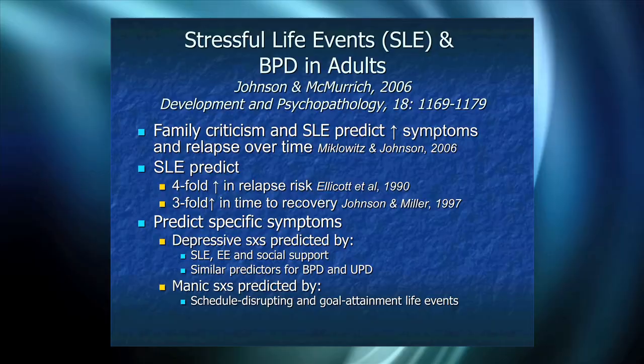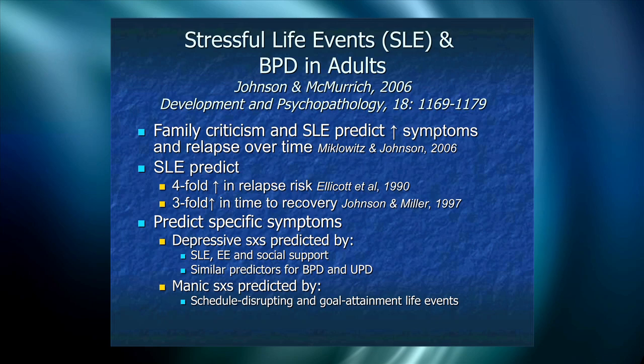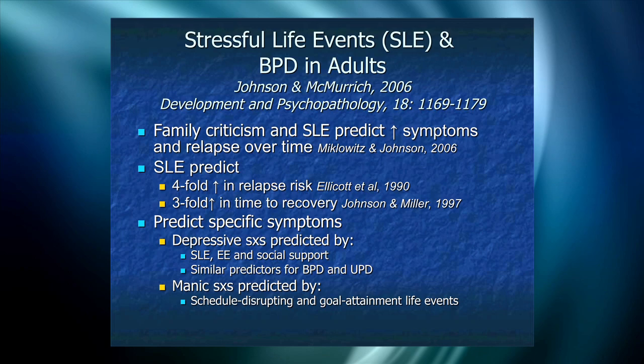It also predicted specific symptoms. Depressive symptoms were predicted by stressful life events, expressed emotion, and social support. There were similar predictors whether you had unipolar or bipolar depression. Manic symptoms were predicted by schedule disrupting and goal attainment life events. So something that throws your sleep cycle off, something that's a positive, a graduation, a promotion, a degree. Those are good things, but they can also push somebody into a manic or hypomanic episode. Okay. So, kind of keep some of those little nuggets in mind.